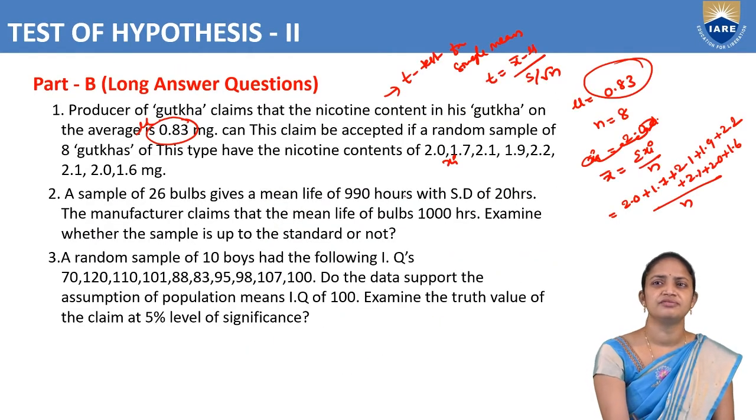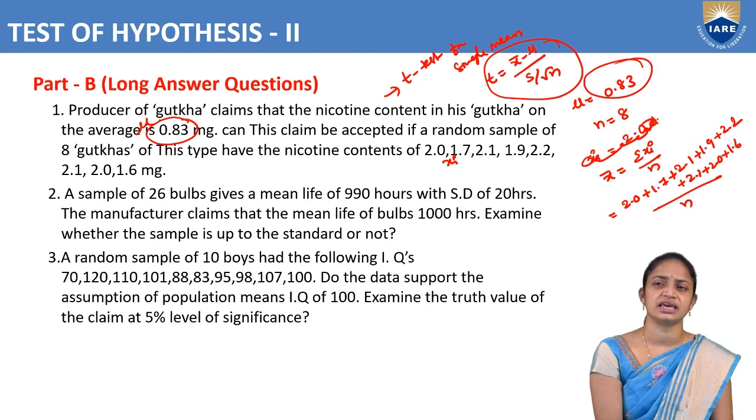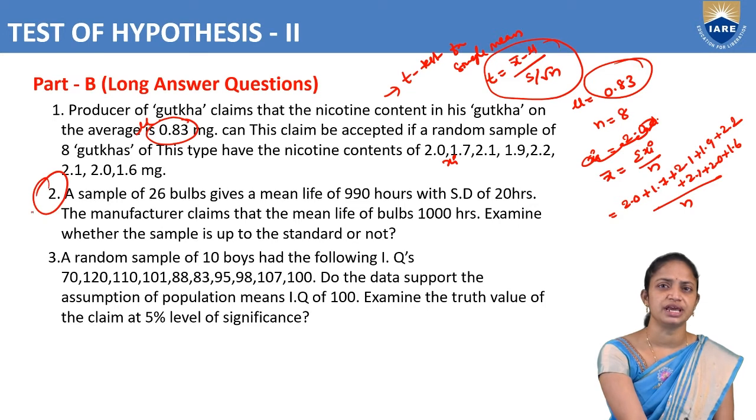So that is our first question. The first question formula is t equal to x bar minus mu by s by root n, and the procedure is the same for the entire unit. Okay, so coming to the next question.